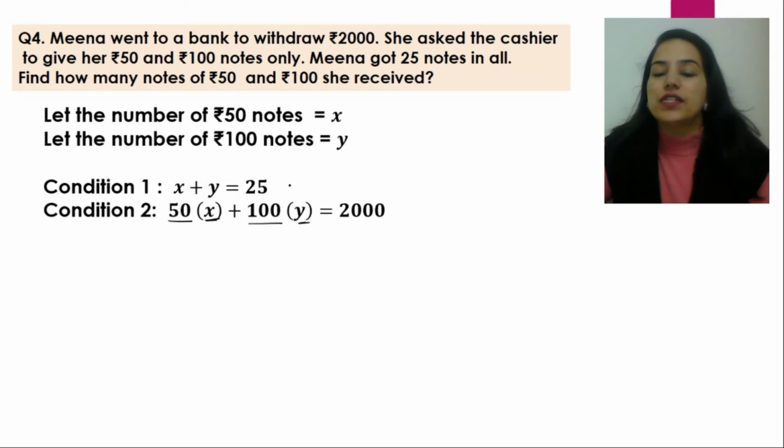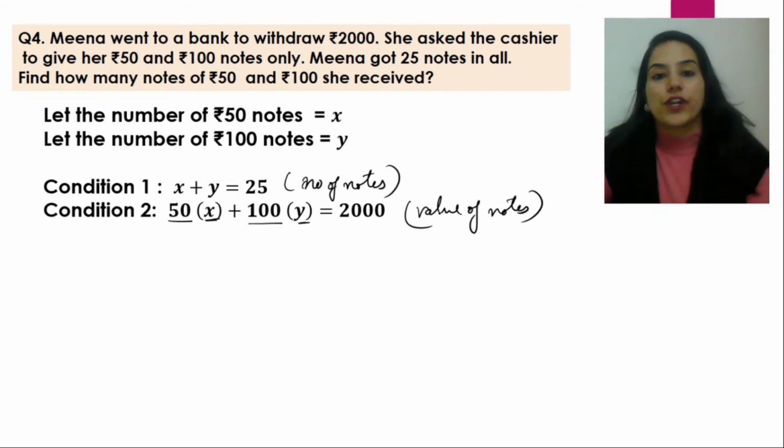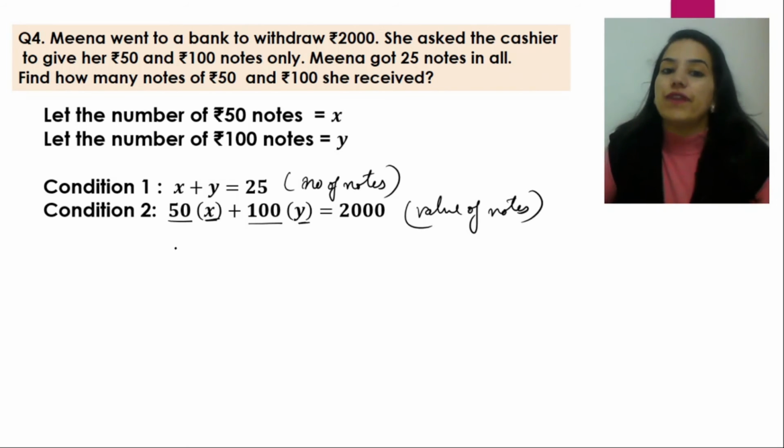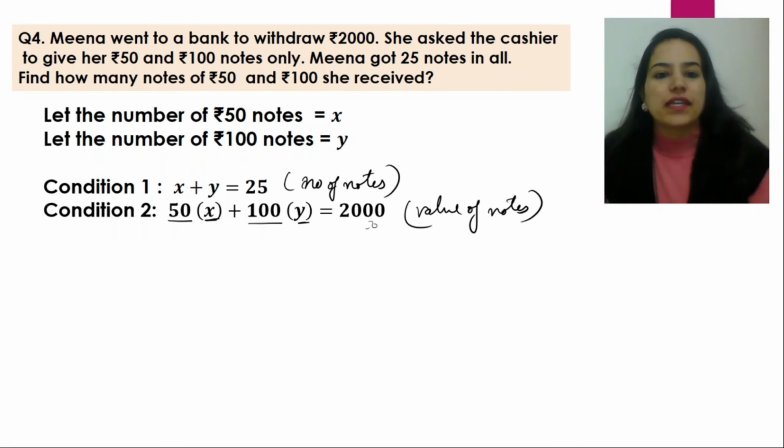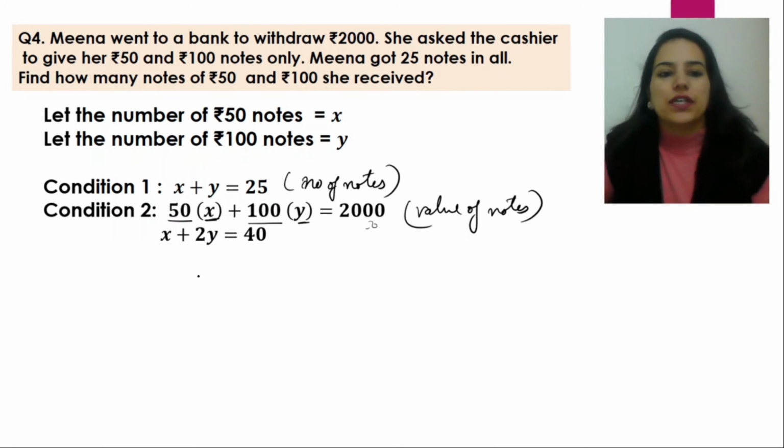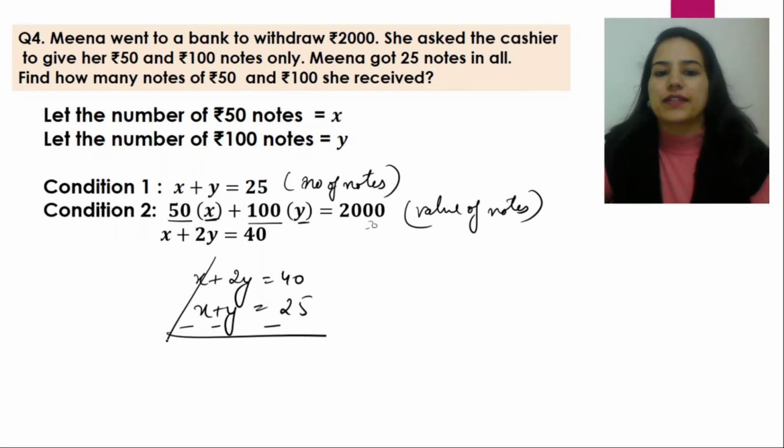So be careful. This one, the condition is only according to the number of notes, right? And this one is because of the value of notes, right? So one condition is according to the number of notes, the other is because of the value of notes. And I can take 50 common also here. So I will get x plus 2y is 40. Now I can already see that the coefficients of x are the same. So I'll just straight away subtract, cancel.